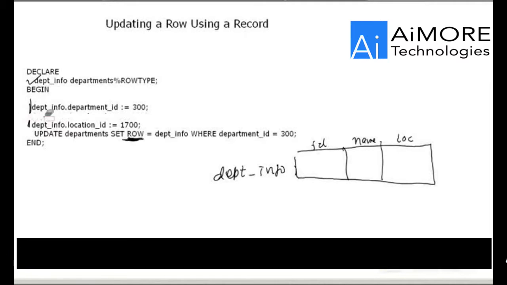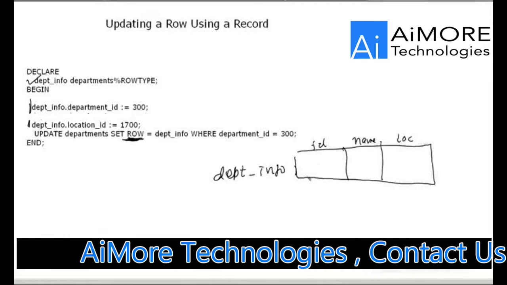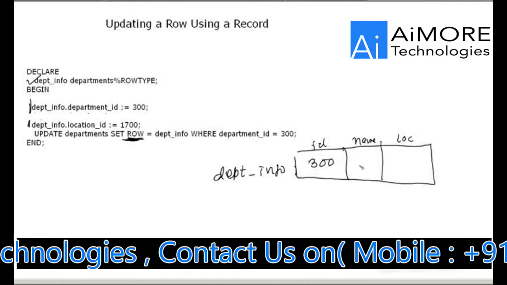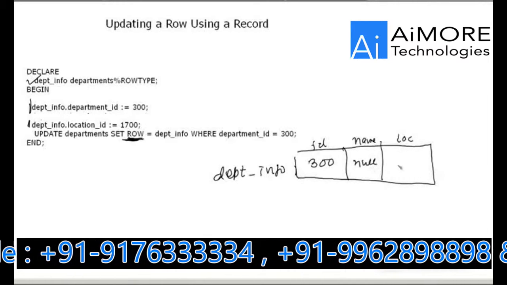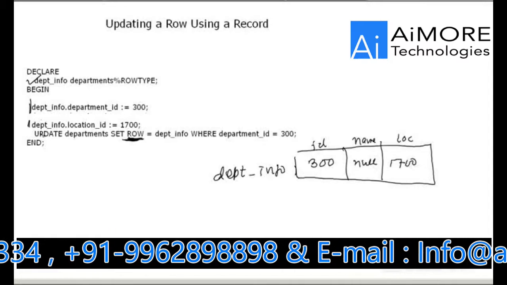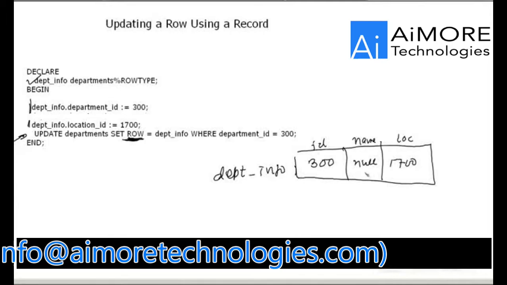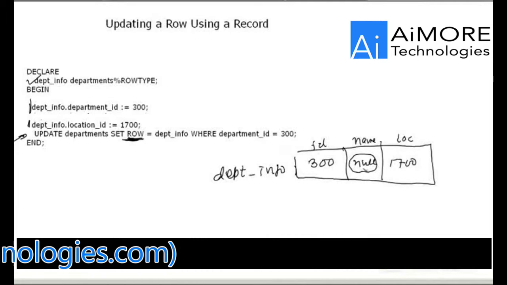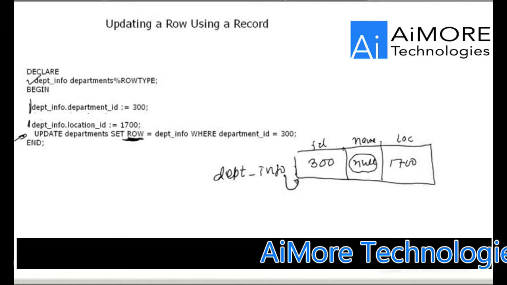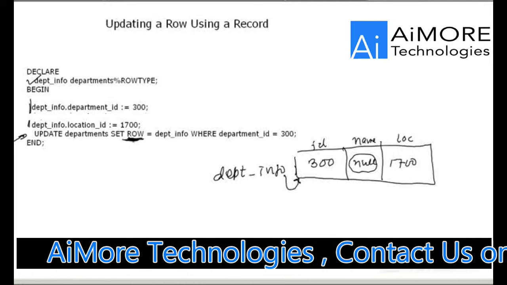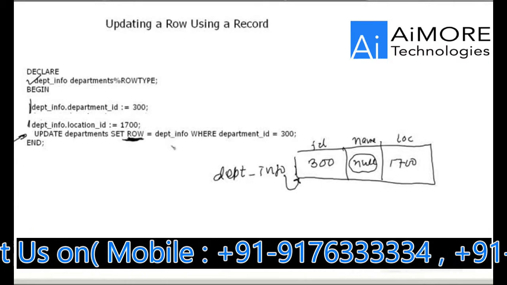So in that case, if I miss this line of code, then my department_info variable is going to look like this: 300, and then the name is null, since I didn't assign anything. Then I have 1700. So whenever I do this update statement, for department 300 the name is set to null, because I'm going to set everything exactly as I'm seeing it here in my department_info variable. I'm going to set that row in my database. Therefore, be careful whenever you do this update with a record.